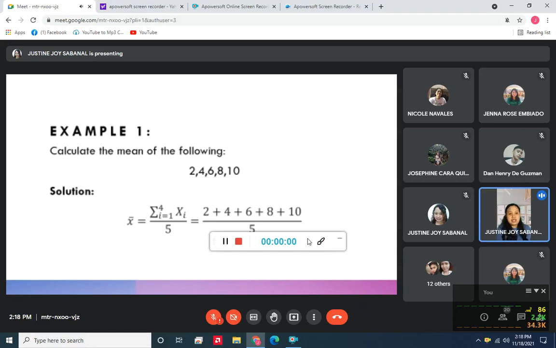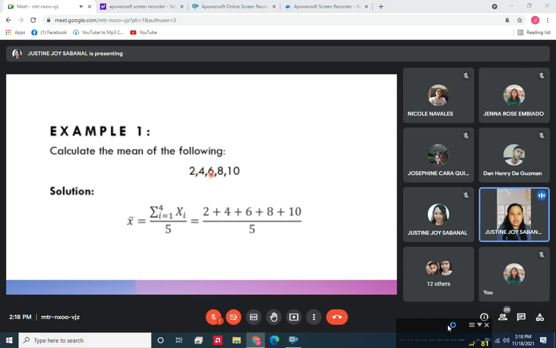We have x bar is equivalent to the sum of x sub i divided by 5. So yung 5 po, nakuha natin by the number of observations. So yung 2, 4, 6, 8, 10 na yun.